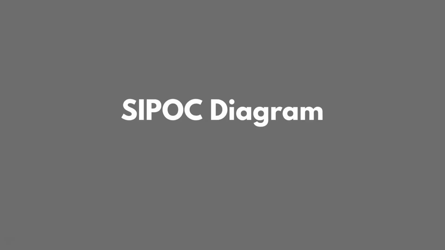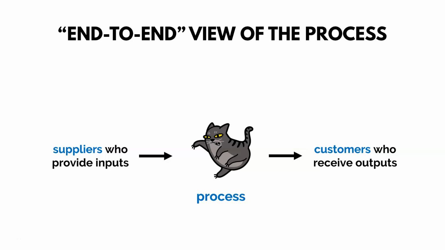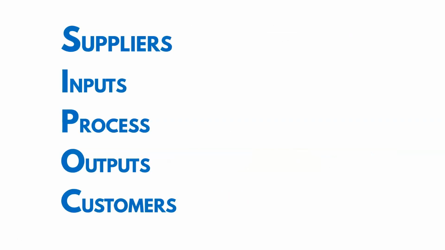So the SIPOC diagram is another way to look at our process. It's really an end-to-end view of it. So it shows us on the left-hand side suppliers who provide inputs to the process. In the middle, it's going to show some high-level or summary process steps. And on the right, it's going to show us the customers who receive the outputs. So it shows us from suppliers all the way to customers. And so SIPOC stands for suppliers, inputs, process, outputs, and customers.